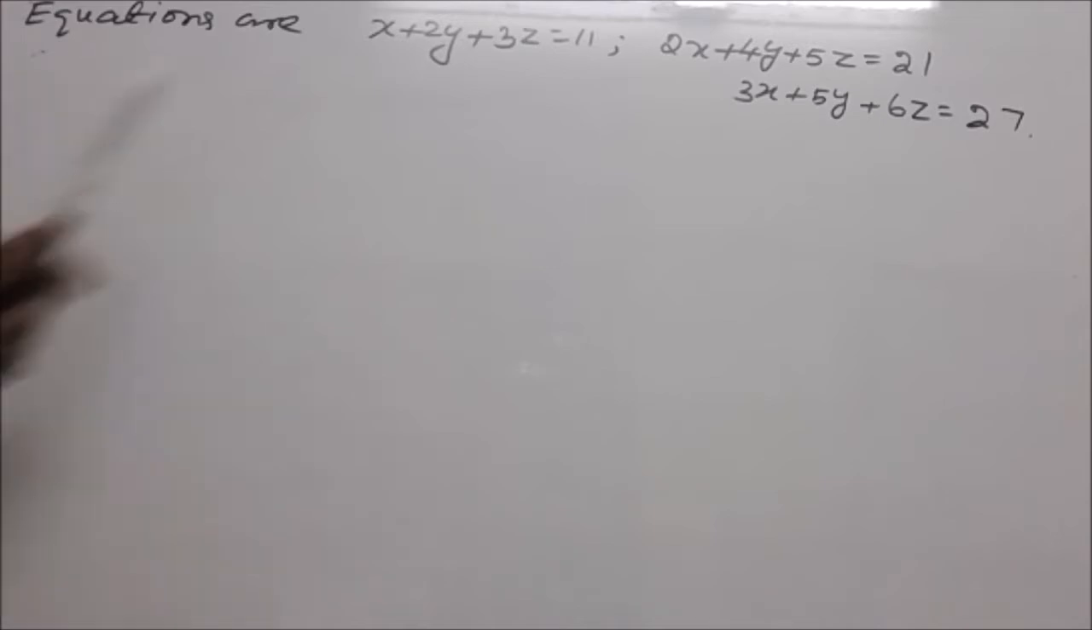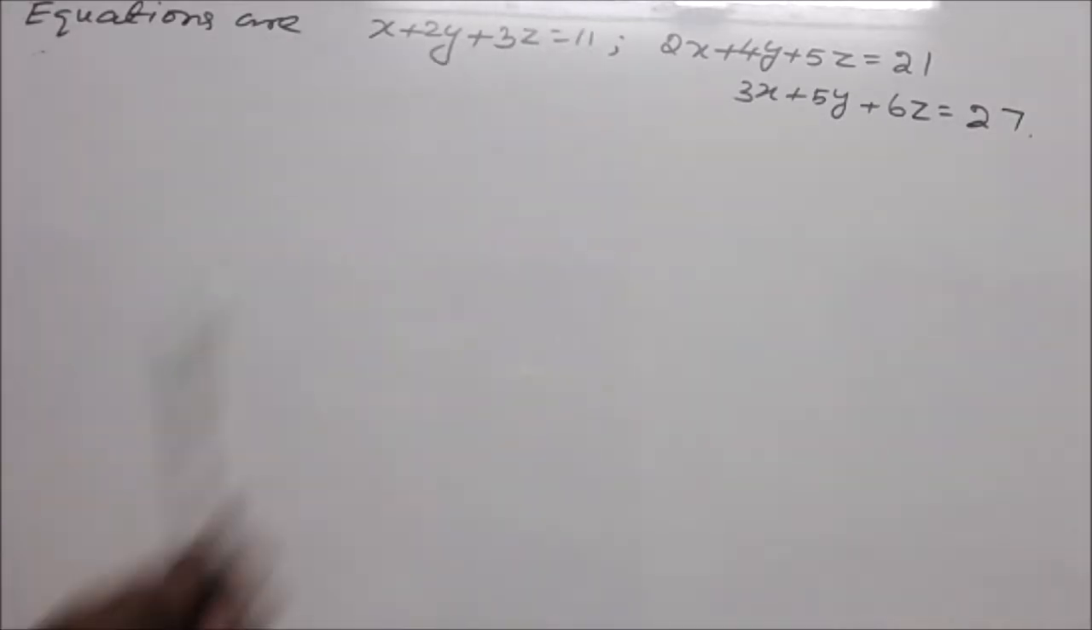I have rewritten the equations here. X plus 2y plus 3z equal to 11. 2x plus 4y plus 5z equal to 21. 3x plus 5y plus 6z equal to 27. Now, we should solve by Cramer's rule. How to solve by using Cramer's rule? We should find delta, that should be not equal to 0. Then we should find delta x, delta y, delta z. Then by Cramer's rule, we can find x equal to delta x by delta, y equal to delta y by delta and z equal to delta z by delta.